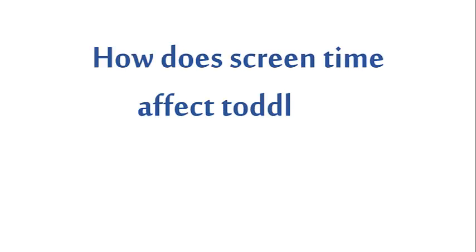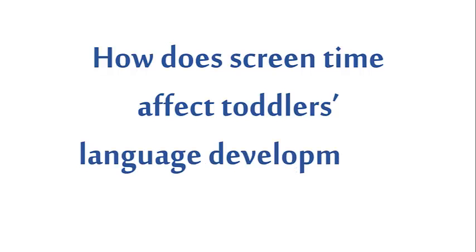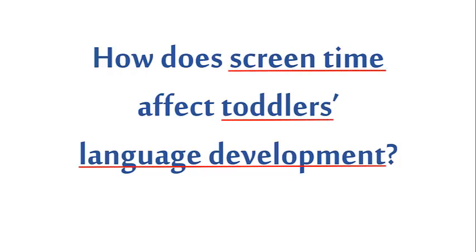To begin, write your selected topic in the form of a question. In this tutorial, I'm going to ask the question, how does screen time affect toddlers' language development? Once you've found your research question, the next thing you need to do is pull out the key concepts of that question. The key concepts are the main ideas you're researching. In my example question, the key concepts are screen time, toddlers, and language development.